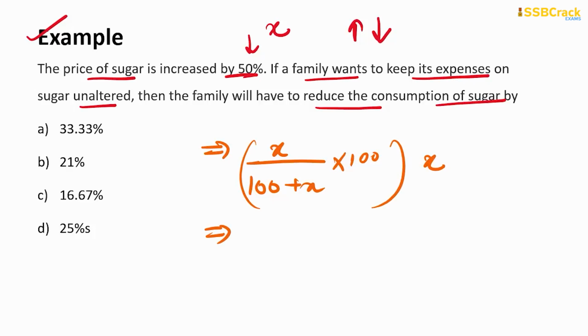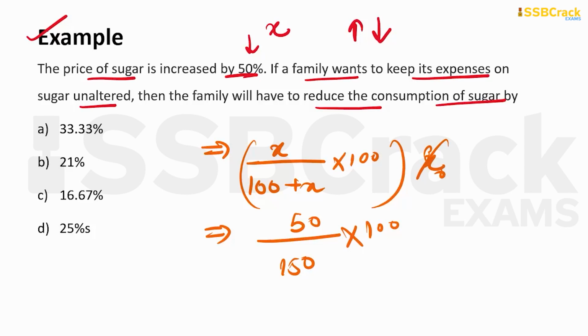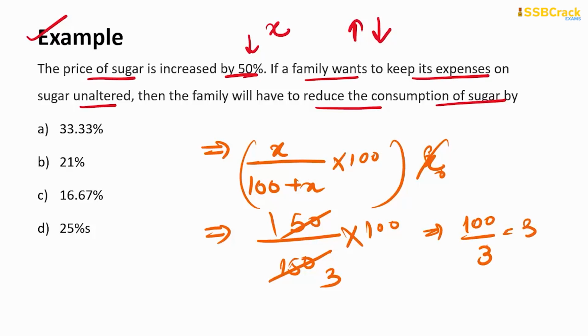So here we know that x is 50, so it will be 50 divided by 100 plus 50, which is 150, into 100. It is percent. So 50 ones are 50 and 50 threes are 150. So it will be 100 divided by 3, or 33.33%.